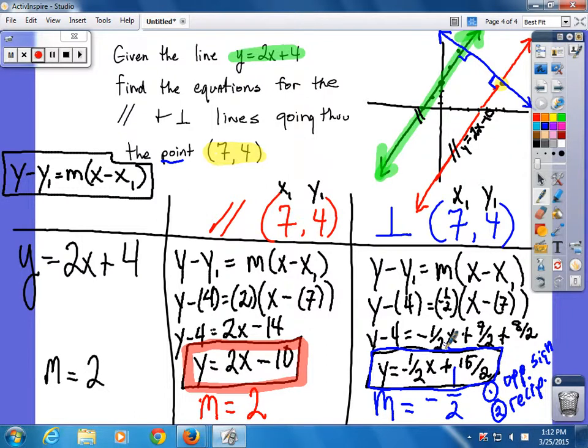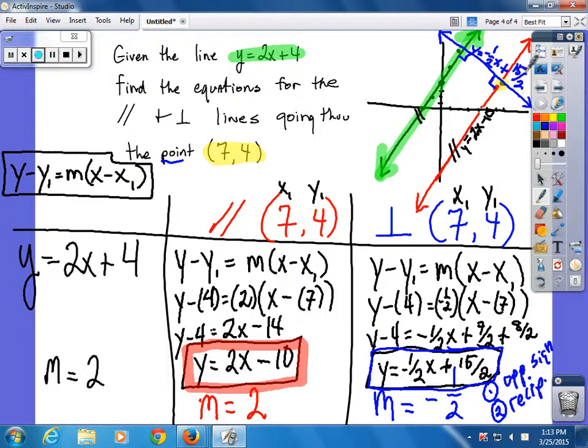And that's y is equal to negative 1/2 x plus 15 over 2. And that's how you find the parallel and the perpendicular. And this is what you found. You're given this, and you're given that point, and you just found the equation for the red line, and the equation for the blue line is y is equal to negative 1/2 x plus 15/2, which is 7.5.